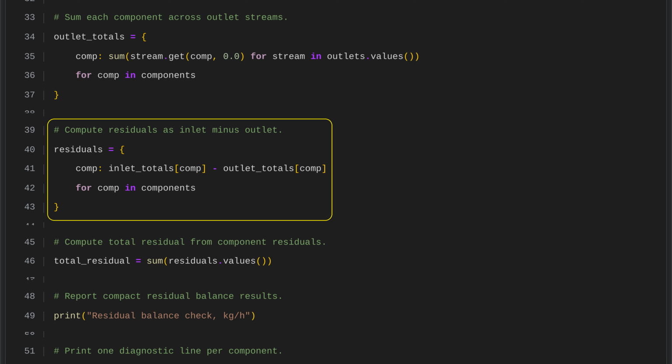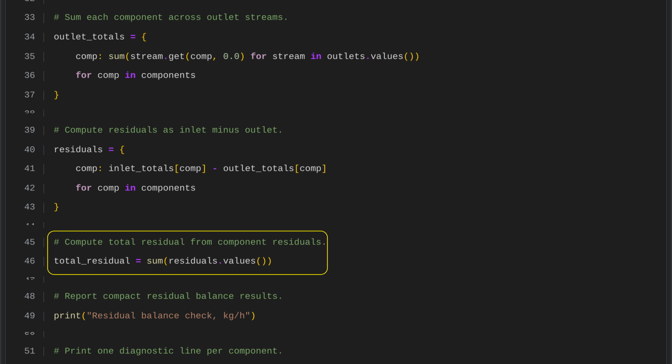For each component, we calculate the residual by comparing the total amount entering the system with the total amount leaving it. These residuals show whether the material balance closes or if there are discrepancies that may indicate errors.